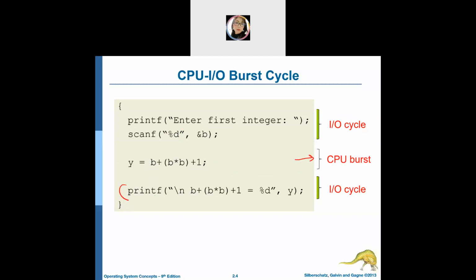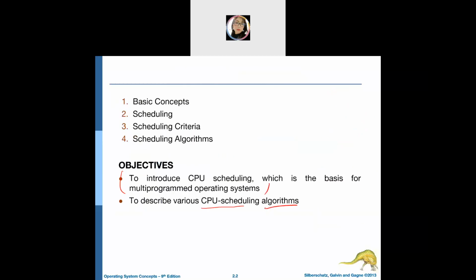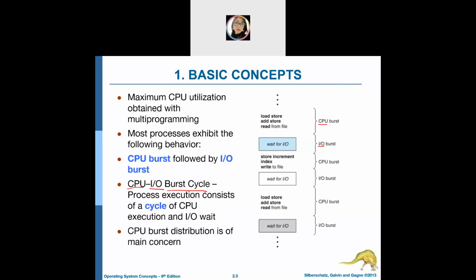After that, you can see it's printf again. Print means that you can see it on the output. On the output, you're going to see b plus b multiplied with b plus 1, so it will print the value of d. So this is an example of how and where you apply the input output burst and CPU burst. And this is all a combination of your CPU input output burst cycle. Okay, next.